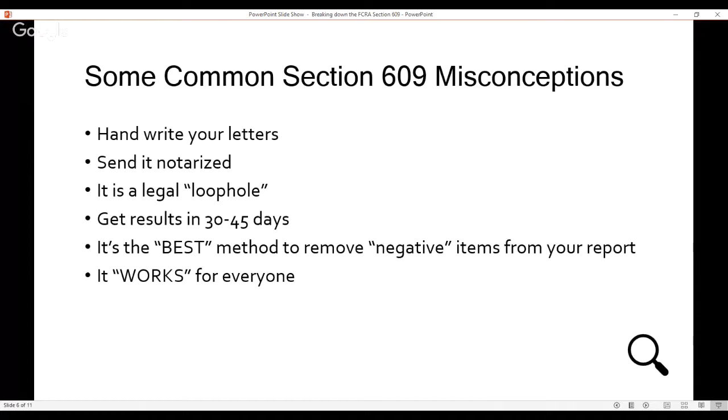And some people say get results in 30 to 45 days. A lot of people say that just because they want you to fall for the trick and be impulsive when making decisions on buying those templates. Just be careful with that. They say that it's the best method to remove negative items from your report. I don't know about that, but again, that's a misconception. Some of these statements, I don't necessarily agree with them. And let's just put it as my professional opinion, not based on my personal experience. A lot of people say it works for everyone. Well, not necessarily, right? It doesn't always work for everyone.